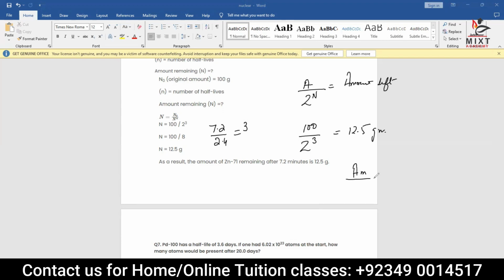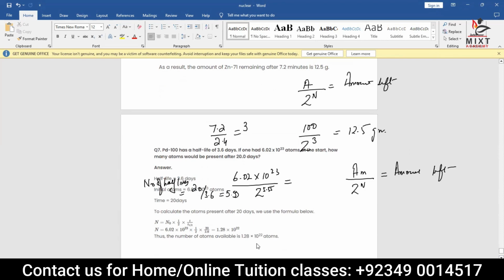Amount divided by 2 raised to the power n is equal to amount left. So what is your amount? 6.02 times 10 raised to the power 23 atoms, divided by. Now, how will you find the number of half-lives here? 20 divided by 3.6. So what is it? 5.5. So basically the formula will be 6.02 times 10 to the power 23 divided by 2 raised to the power 5.55. What is the value coming up?